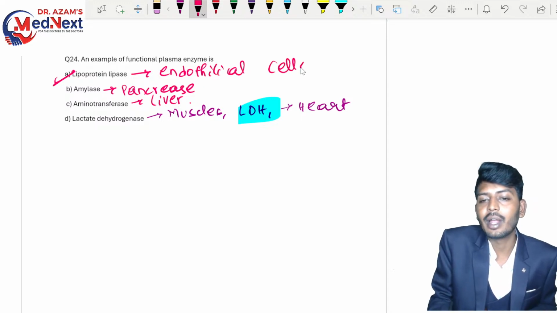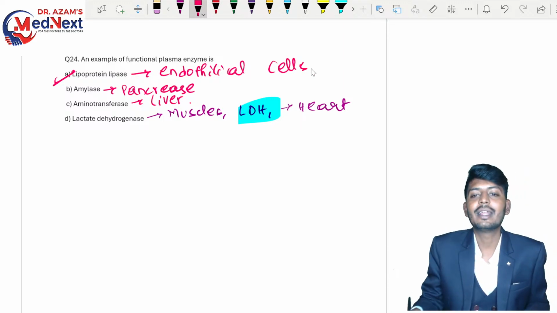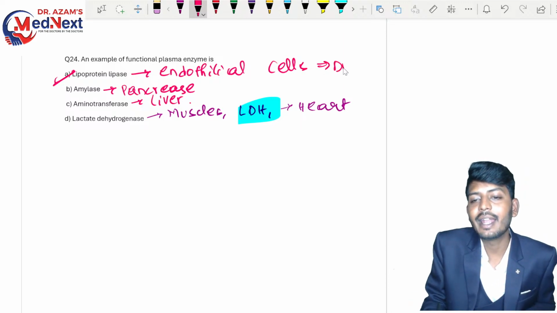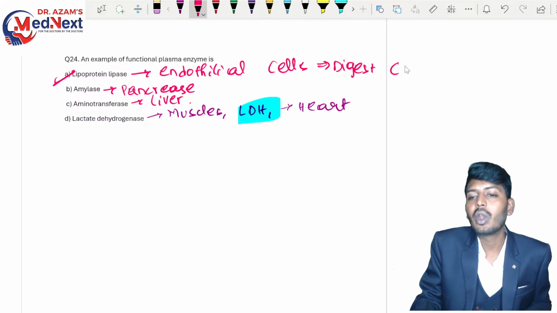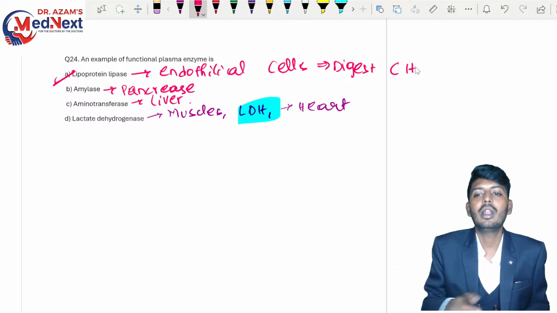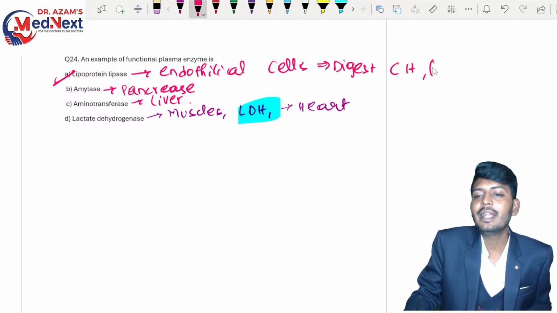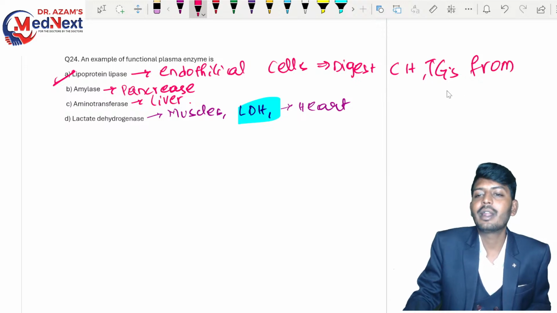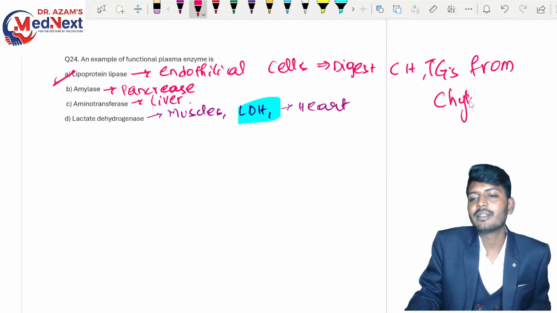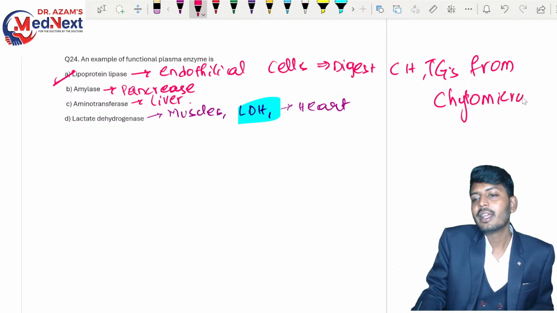It is present in the endothelial cells, which can digest chylomicron. It digests cholesterol and triglycerides, mainly triglycerides. From where? Yes sir, from your chylomicron. It digests them from the chylomicron.